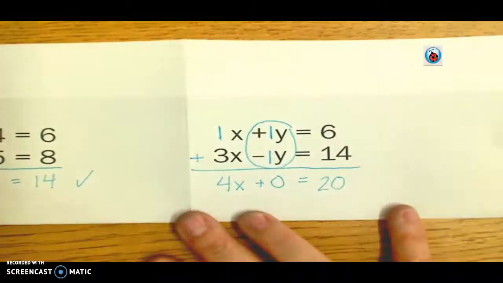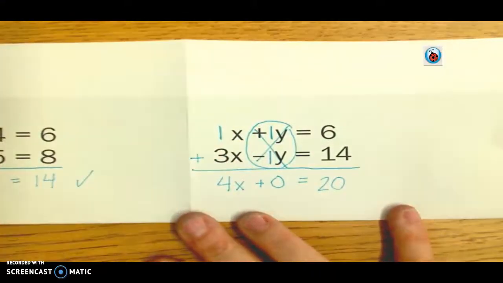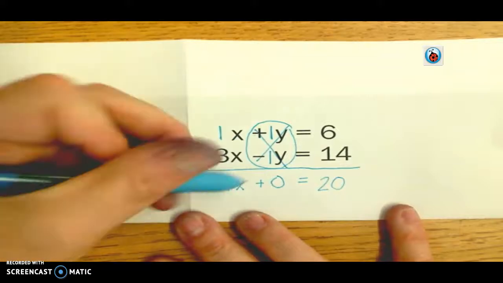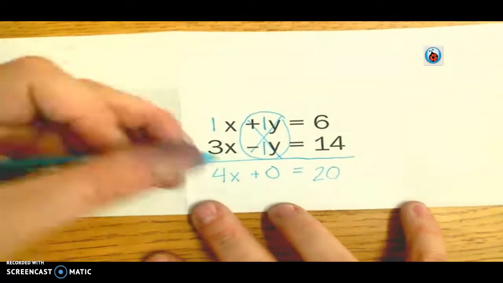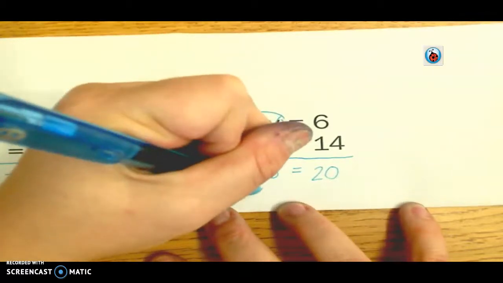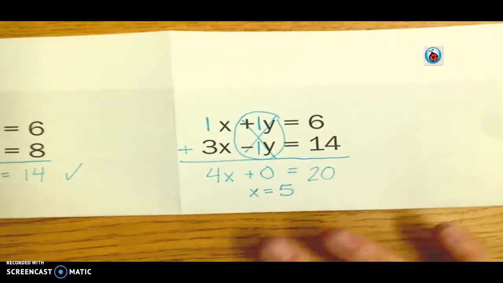Well, now, by using this method, I've actually eliminated one of the variables. I've eliminated the y's. They're opposites. They cancel out. And now I have one variable that I'm left to solve for. So now all I have to do is divide both sides by 4, and I'm going to get x equals 5, and boom, I've got half my answer there.